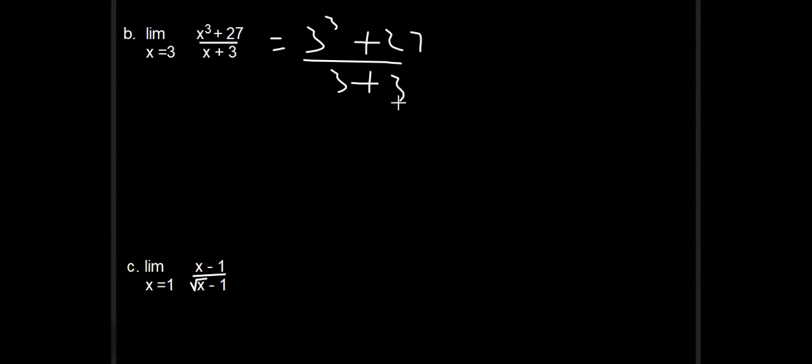Wow, it seems like we're lucky. This is kind of the easiest one because we're not going to get 0. All we have to do is substitute the number. 3 times 3 times 3 gives you 27, so this is 27 plus 27.